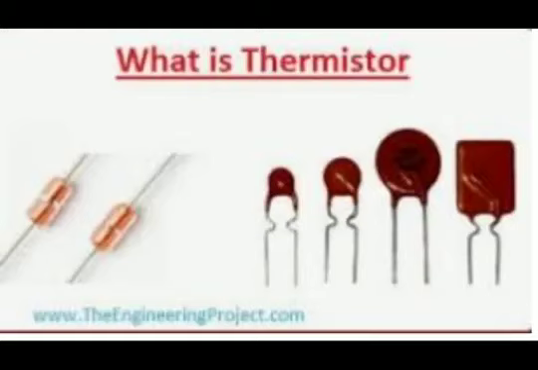It is made of a metallic oxide pressed into a bead, disc or cylindrical shape and then encapsulated with an impermeable material such as epoxy or glass. So this is all regarding the thermistor. So here your chapter of semiconductor is over. So let's stop here.